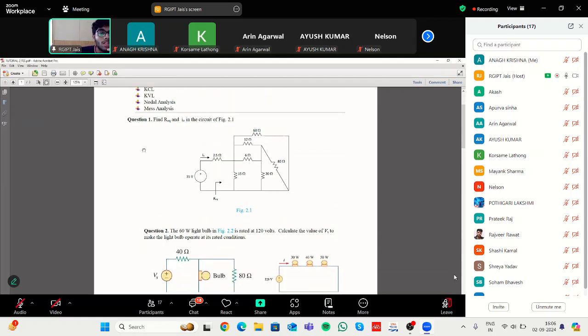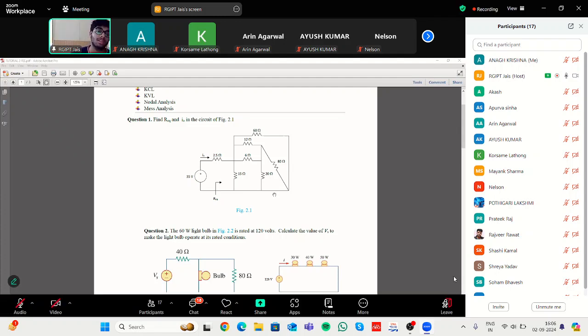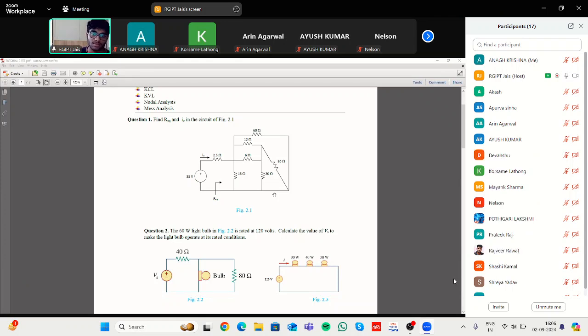Should I start telling, or will you give the answers and I will explain if there is any doubt? Now we have question number 1 on the screen. If anyone has already solved this, post your answers in the chat. If there is any doubt, I'll explain that question. Okay, I've got one answer. More answers.